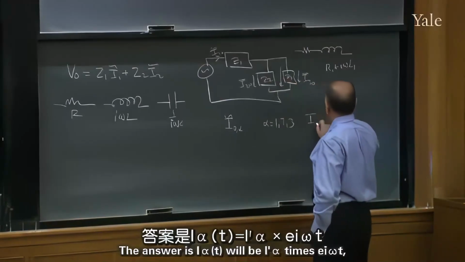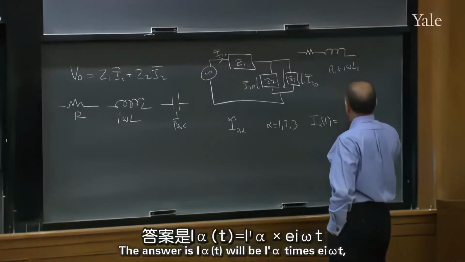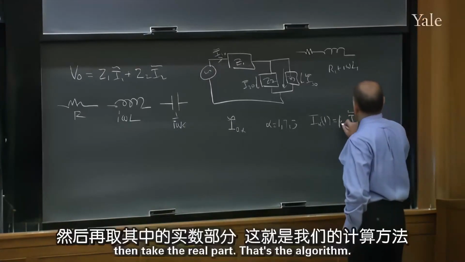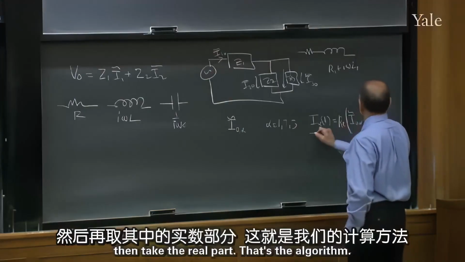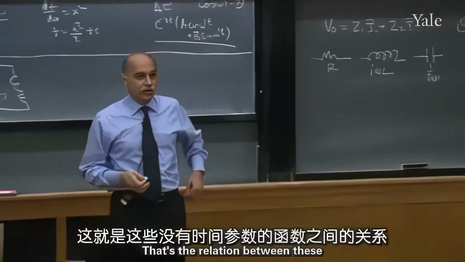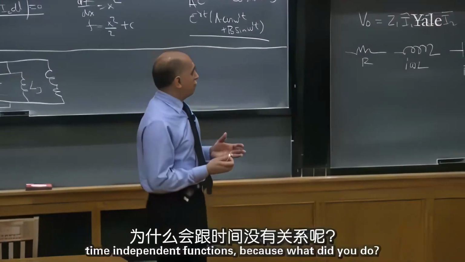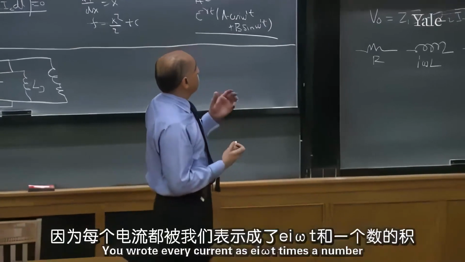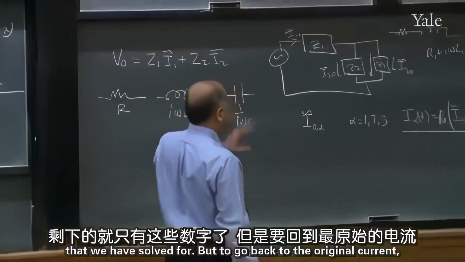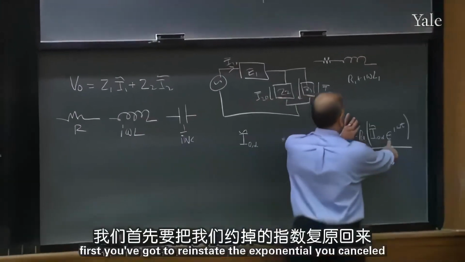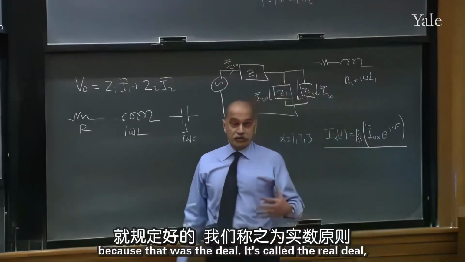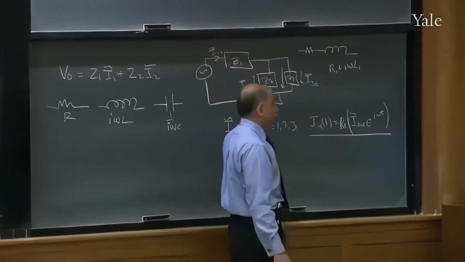The answer is I alpha of t will be I twiddle alpha times e to the I omega t, then take the real part. That's the algorithm. That's the relation between these time-independent functions. Because what did you do? You stripped the time dependence. You wrote every current as e to the I omega t times a number that doesn't depend on time. It's those numbers we have solved for. But to go back to the original current, first you've got to reinstate the exponential you canceled everywhere. And remember to take the real part, because that was the deal. It's called the real deal. Take the real part of your answer.